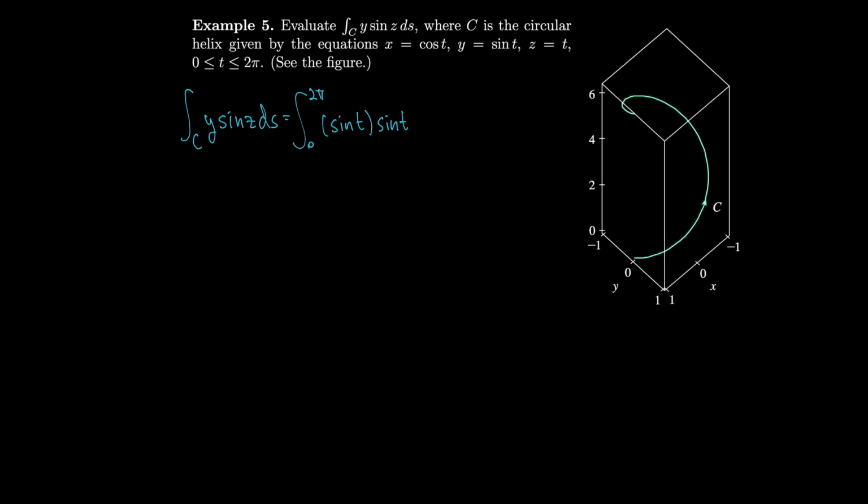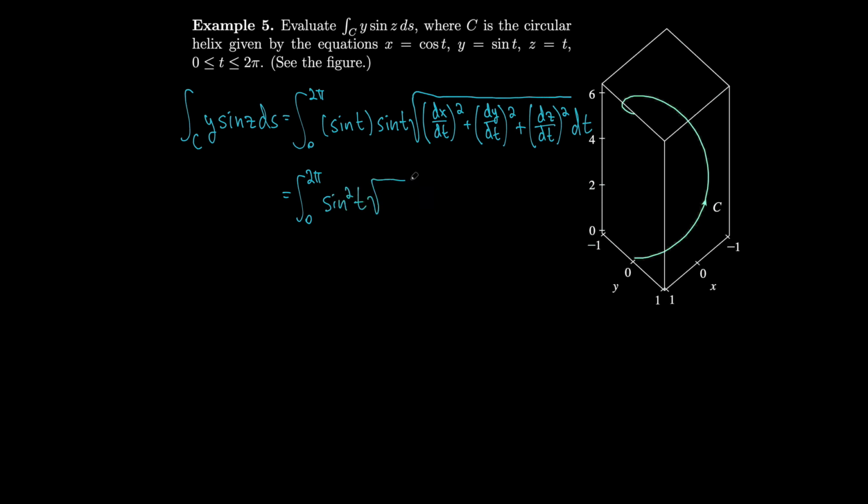And then I have the square root, a little bit messy, of dx dt squared plus dy dt squared plus dz dt squared. And we're doing this all with respect to t, so dt. So then we'll get the integral from 0 to 2 pi of sine squared. And in the square root, notice we have derivative of x is minus sine, squared is just sine squared. Then we have cosine squared for the derivative of y squared. And then taking this derivative, we just get 1. So that's 1 squared is 1.